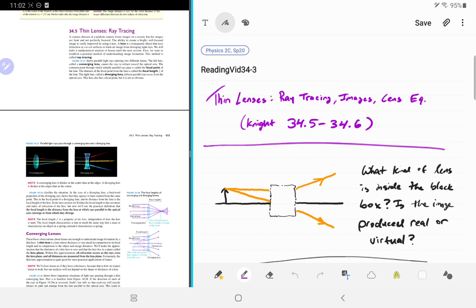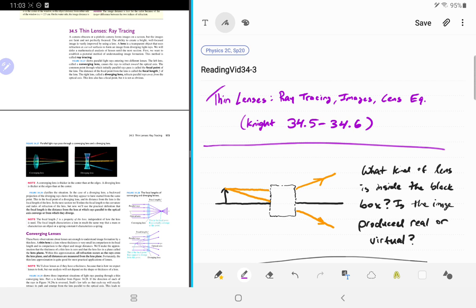In the first half we're going to go over ray tracing and how to show graphically what happens when light passes through a lens. Then in the second half of the video we'll get to more quantitative aspects of the same phenomena. In particular, we really want to get to the lens equation and know how to use it in figuring out the location and properties of images formed by lenses.